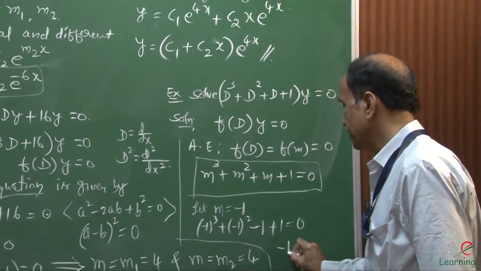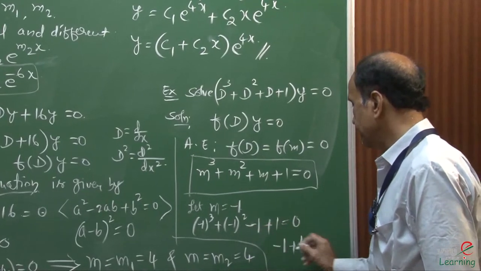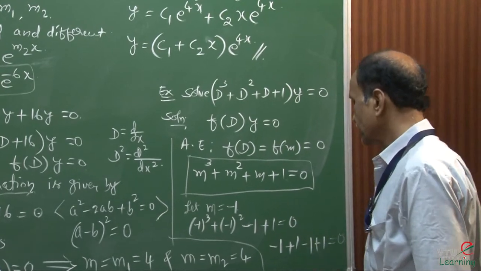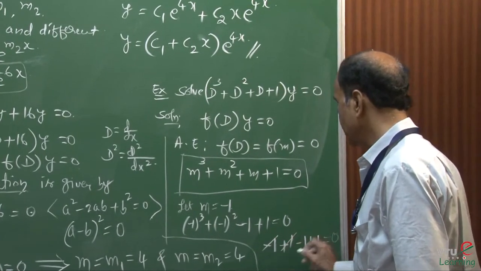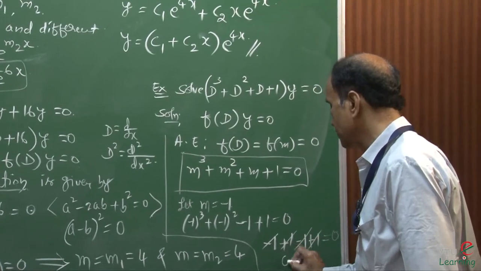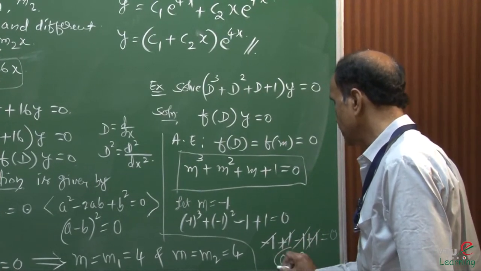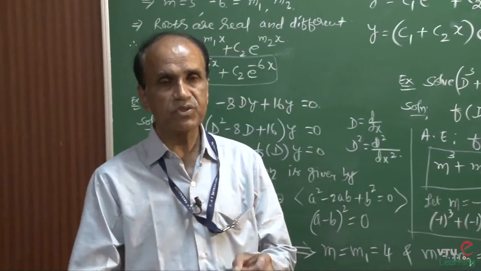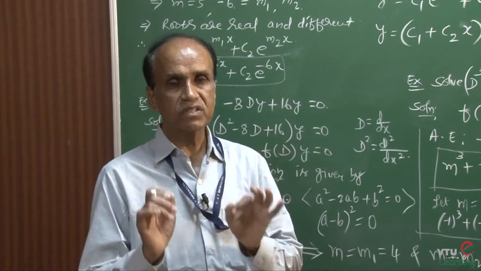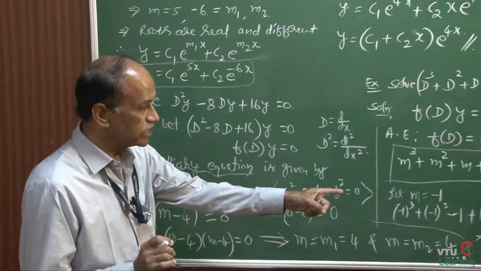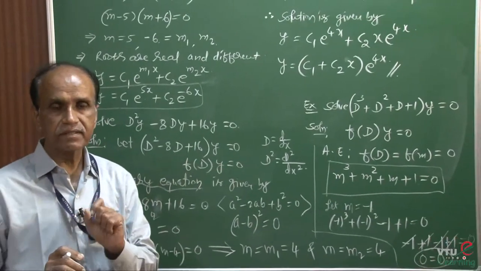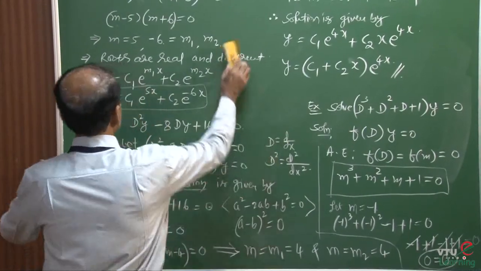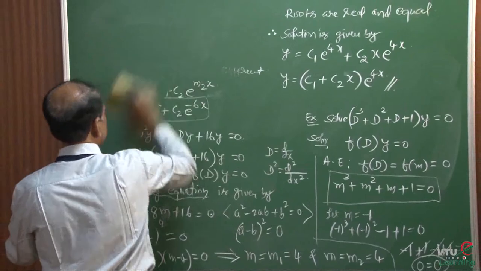Minus 1 whole cube means minus 1, and this is plus 1, and this is minus 1, and this is plus 1, equal to 0. Therefore, minus 1 with plus 1, minus 1 with plus 1, is equal to 0. Therefore, 0 is equal to 0. The equation is satisfied. That means m equal to minus 1 becomes 1 among the 3 roots, 1 among the 3 values. Then we will make use of that number itself as a factor, by writing minus 1 to the left side. We will proceed to find the quadratic function.